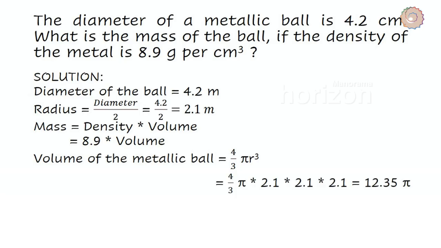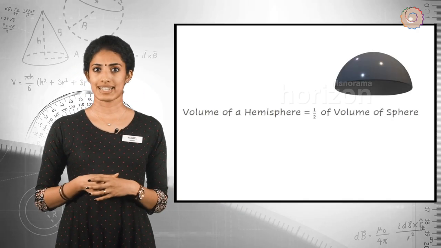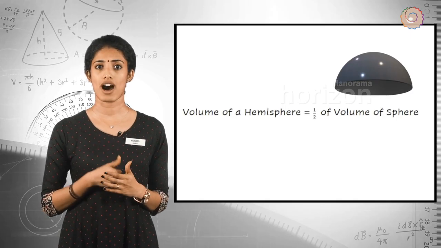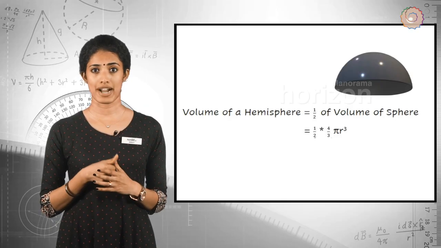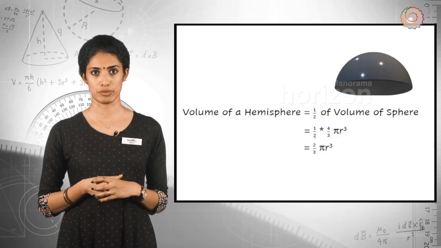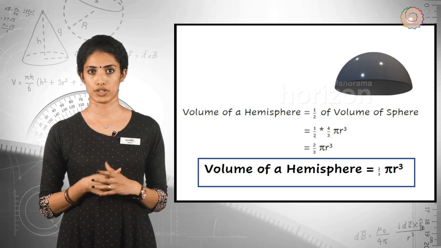Solving the same, we get it as 12.35 pi. Now, finding the mass, we get mass is equal to 8.9 into volume, which is equal to 8.9 into 12.35 pi. Therefore, the mass is 345.44 grams. Also, can we say that the volume of the hemisphere is exactly half of the volume of the sphere? Yes, half of 4 by 3 pi r cube gives you 2 by 3 pi r cube. Therefore, volume of hemisphere is equal to 2 by 3 pi r cube.